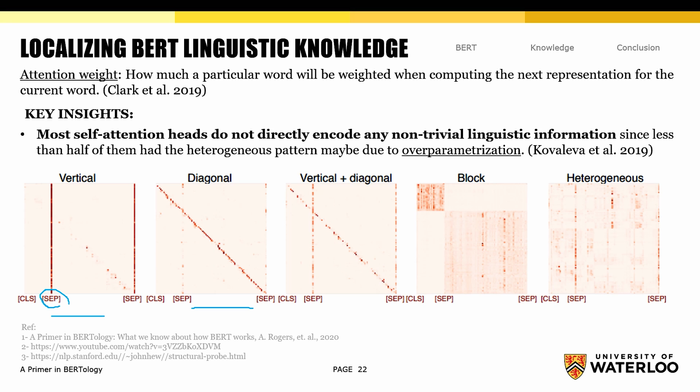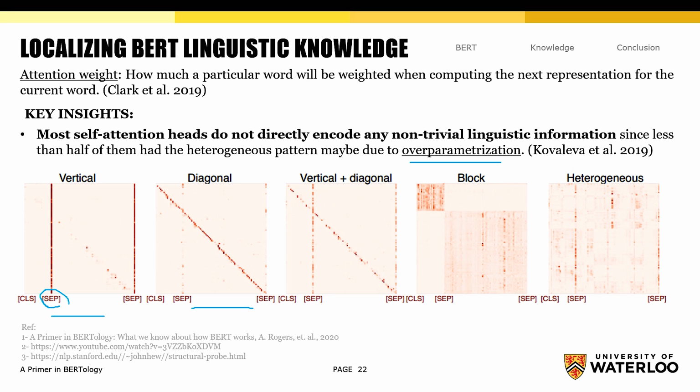So Kovaleva argues that maybe most of these self-attention heads do not directly encode any non-trivial linguistic information, because half of them actually had the heterogeneous pattern. They argued that maybe this is because of overparametrization, but we cannot be sure. But Clark and colleagues define the attention weight by how much a particular word is weighted when computing the next representation for the current word. Maybe it's a good thing to remind ourselves what attention is by a good definition.